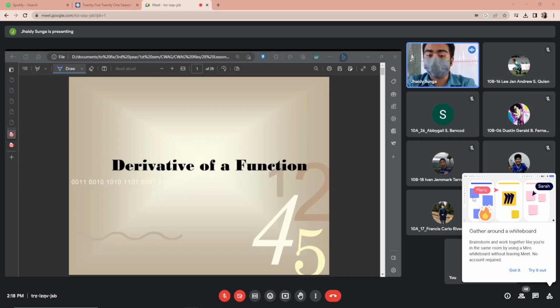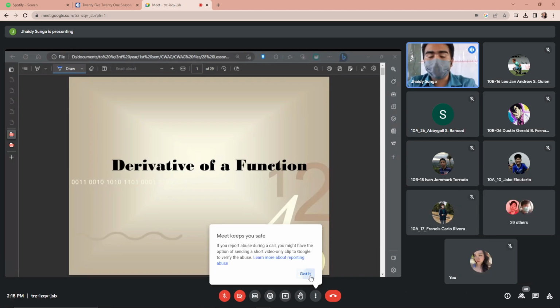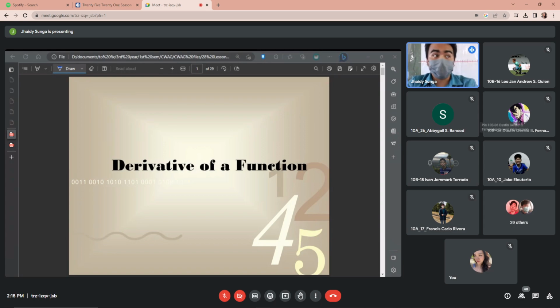Differentiation of a certain function. And now, when we are dealing in derivatives, it is connected to the change of rate.